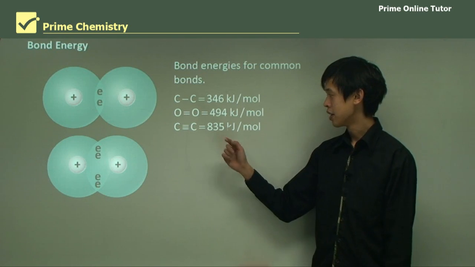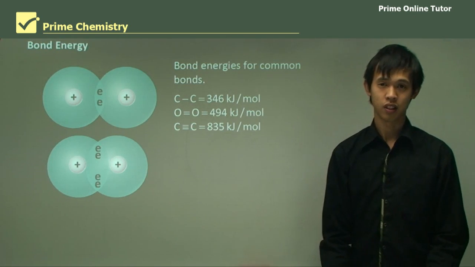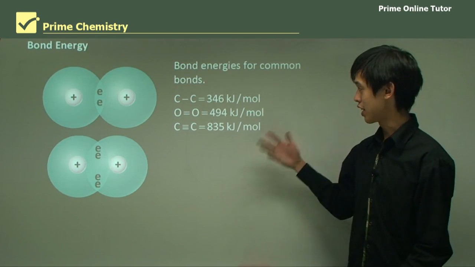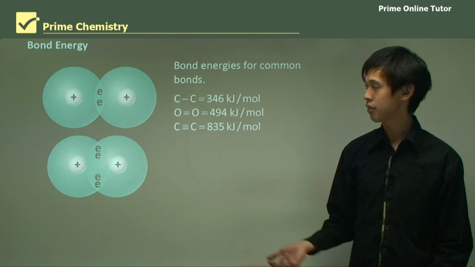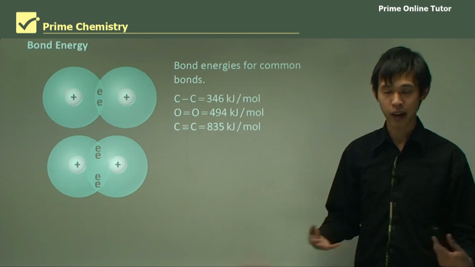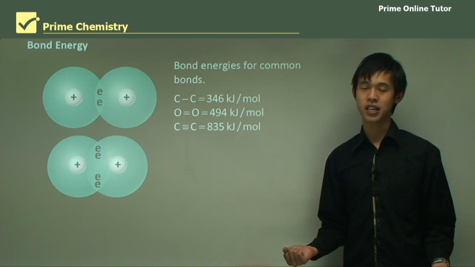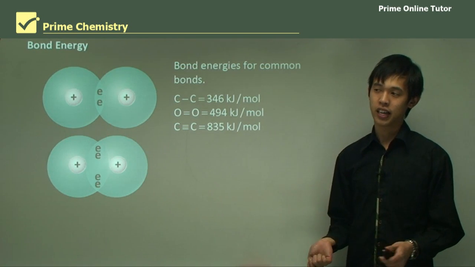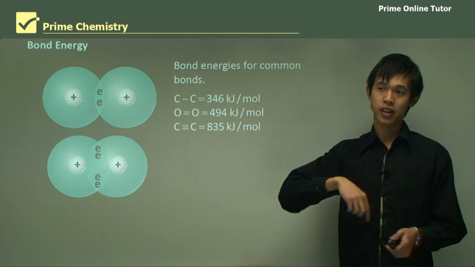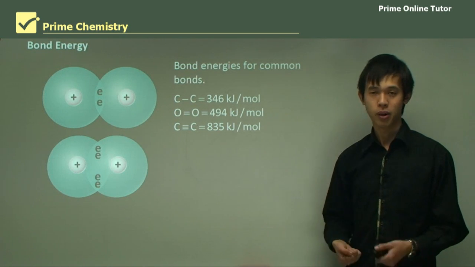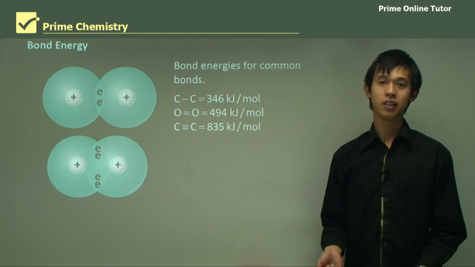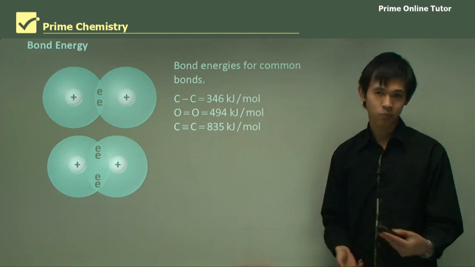So what do you notice? The one thing that you should notice is that as you increase the number of bonds, the bond energy increases. The amount of energy needed to break those up goes up, which makes sense, right? If you had a string wrapped around something, 1 string will break more easily than 3 strings.